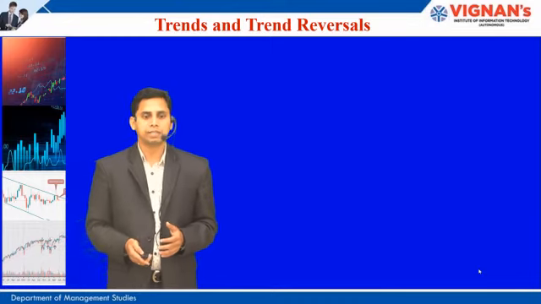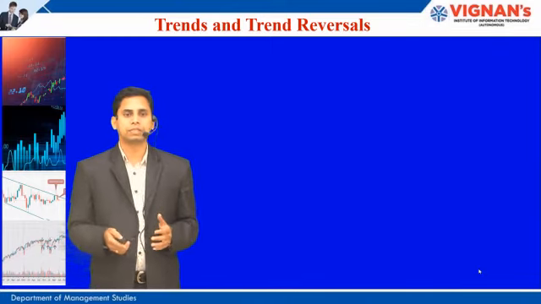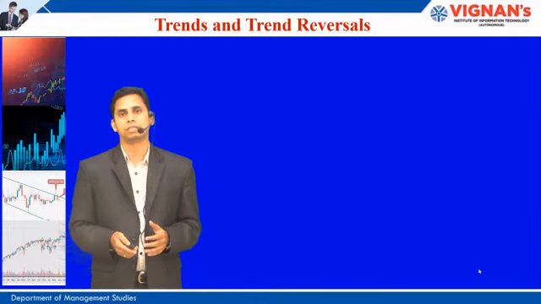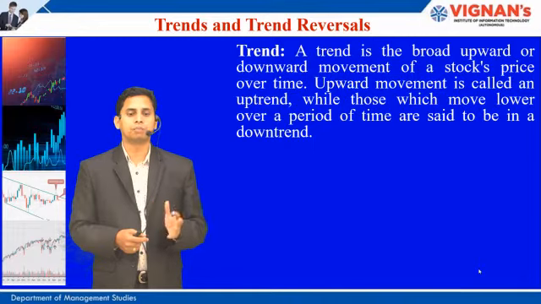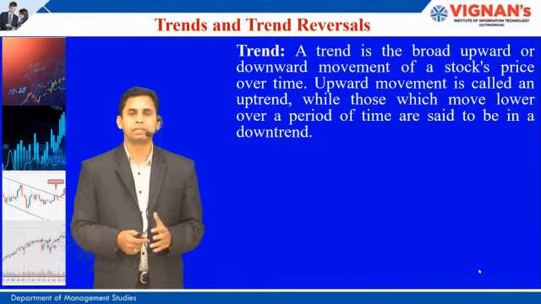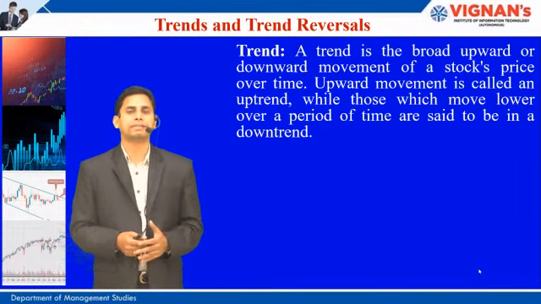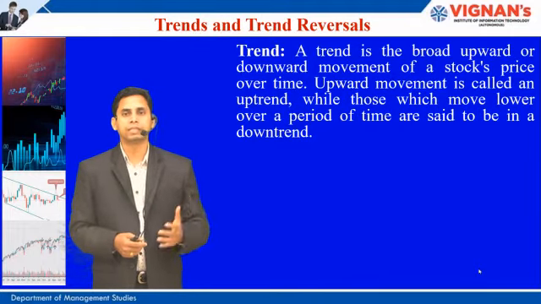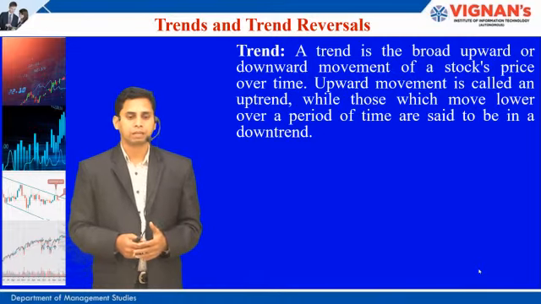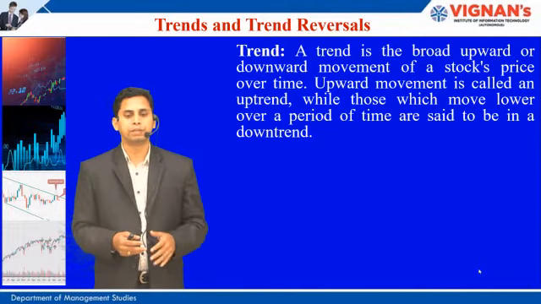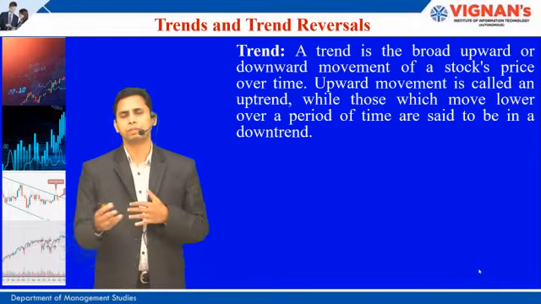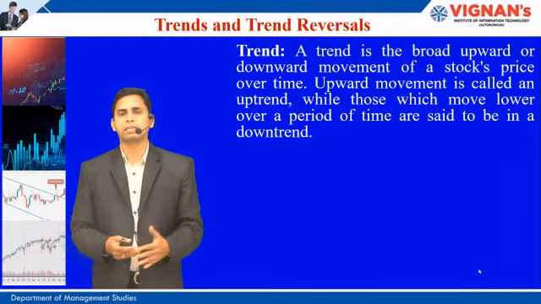Now subsequently let's also discuss what a trend and a trend reversal are. A trend is a broad upward or downward movement of a stock price over time. Over a period of time, a trend can be an uptrend or a downtrend. An upward movement is called an uptrend, while those which move lower over a period of time are said to be in a downtrend. So over a period of time, if the stock falls, it's called a downtrend.